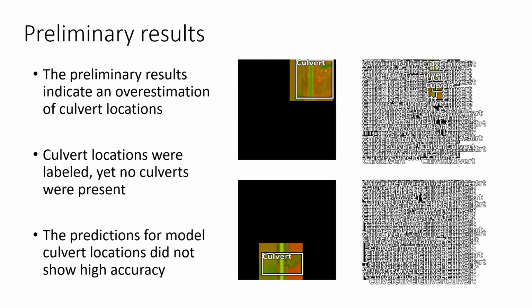So the image to the right shows the ground truth dataset, the label, and the predictions given by the model. These preliminary results show that the model overestimated culvert locations and mislabeled certain locations. It labeled locations as a culvert where no culvert was present, which indicates that this model did not have a high accuracy in predicting culvert locations.